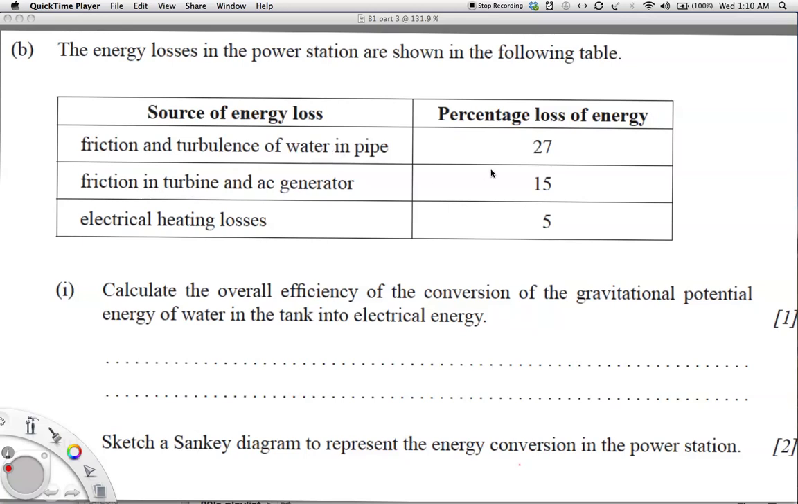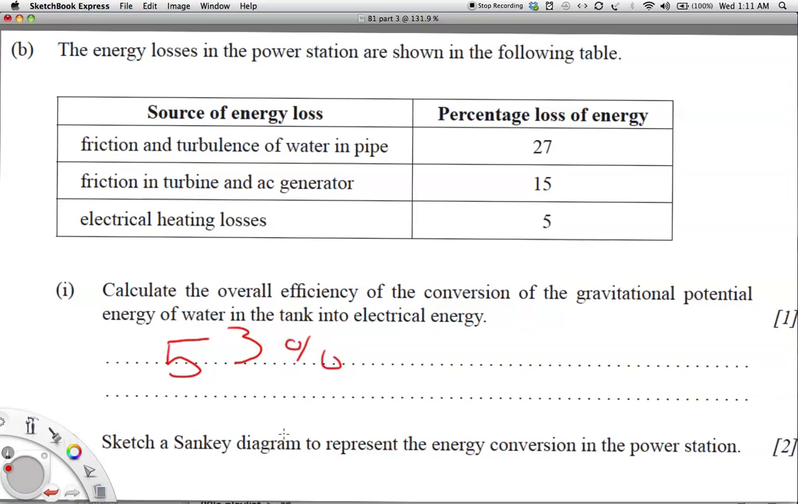Okay, so here's the percentage energy losses: friction of the water pipe, friction in the turbine and AC generator, and electrical heating losses, 5. All you have to do here is add them all up. 27 plus 15 plus 5 ends up being 47. So 47% of the energy is lost. That means that the efficiency is 53%. All right, so I'll go ahead and write that there. 53%.